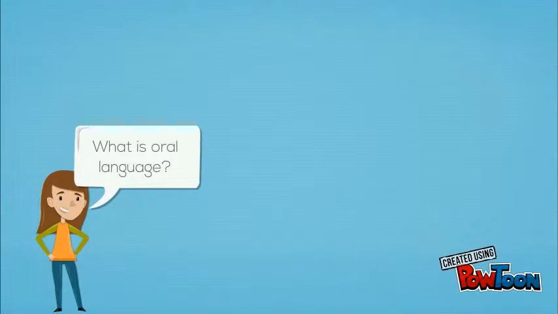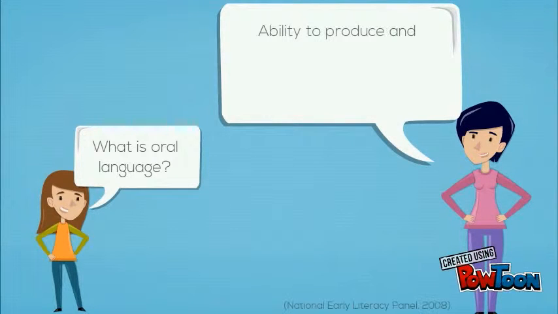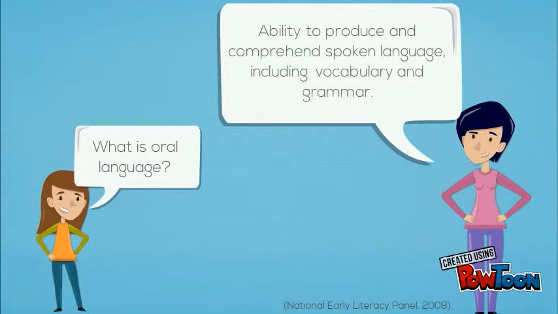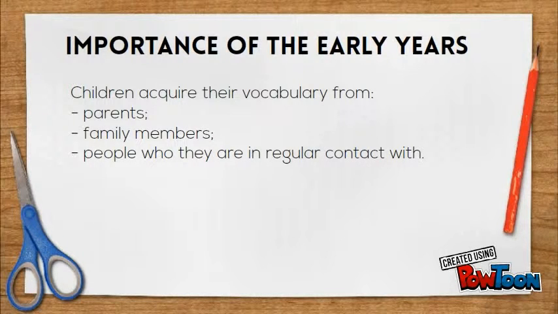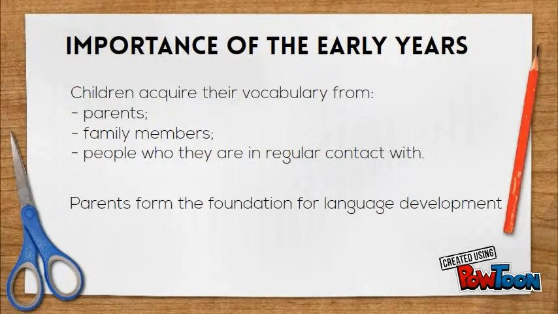What is oral language? It's the ability to produce and comprehend spoken language, including vocabulary and grammar. Children acquire their vocabulary from their parents, family members, and people who they are in regular contact with. As parents interact with their young children, they form the foundations of language development.